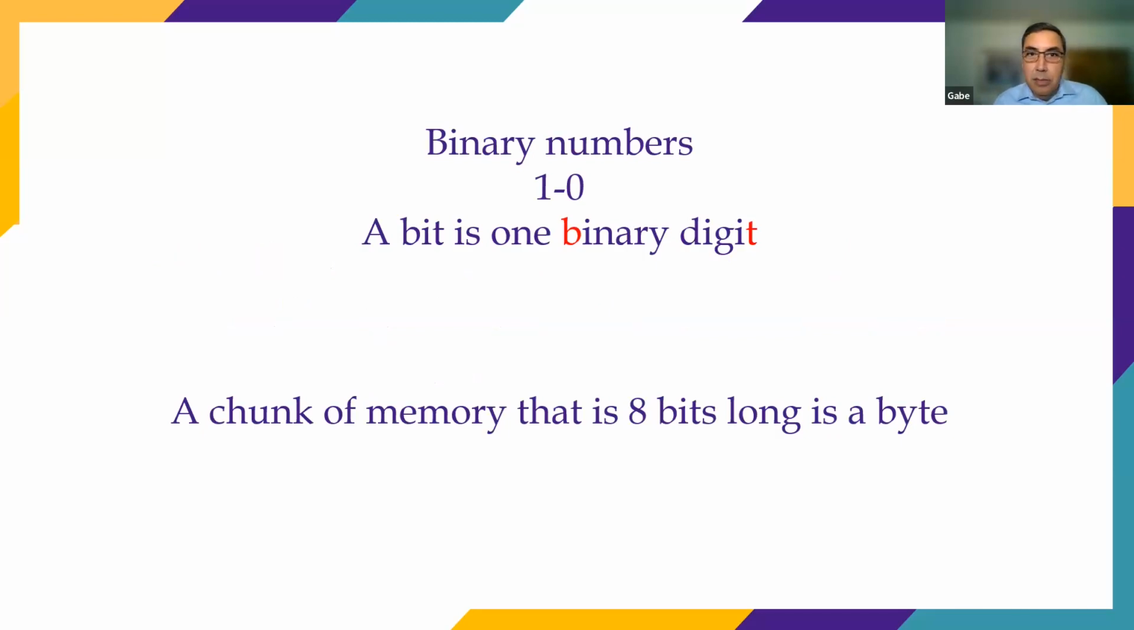The binary system is just simply a 1 and a 0. Everything becomes digital in that sense, because it's a digit. It's just 1 and 0. So what we call a bit is pretty much a binary digit. It's just a 1 or a 0. And a chunk of memory that is about 8 bits long is called a byte. So probably you have heard about megabytes and gigabytes and all this terminology that is used in this environment.